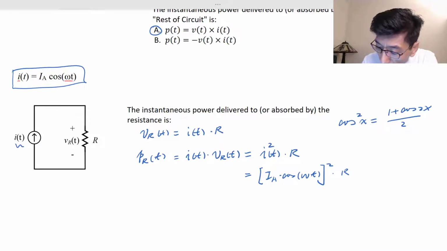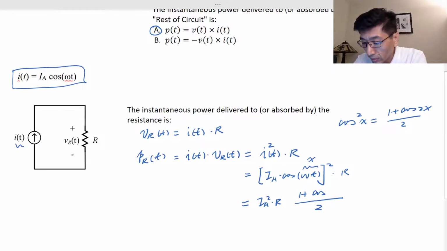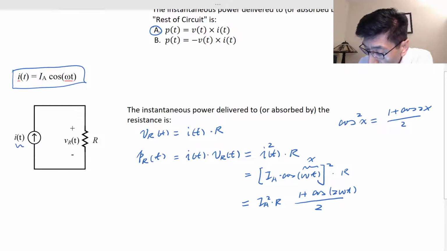So in this case, I can write the equation: I_A squared times R times cosine squared of omega t. I replace that by one half times 1 plus cosine 2x, taking omega t as x, so cosine 2x is cosine 2 omega t. So this is the power.